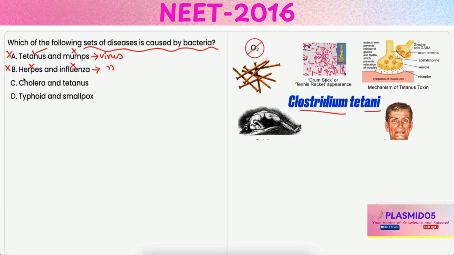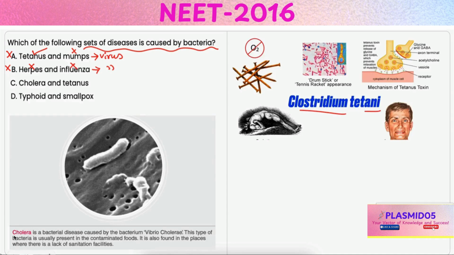Option C, cholera and tetanus. Now, cholera is caused by the bacterium Vibrio cholerae and tetanus is caused by Clostridium tetani. Hence, it is the correct option. Option D, typhoid and smallpox. Now, typhoid is caused by bacterium Salmonella typhi, but smallpox is caused by a virus. Hence, it is incorrect.